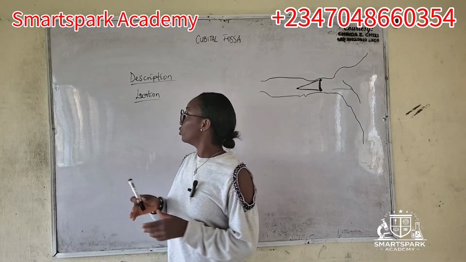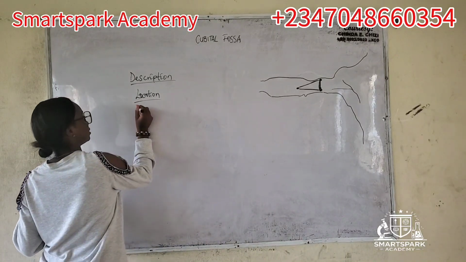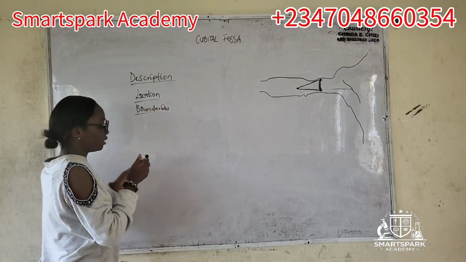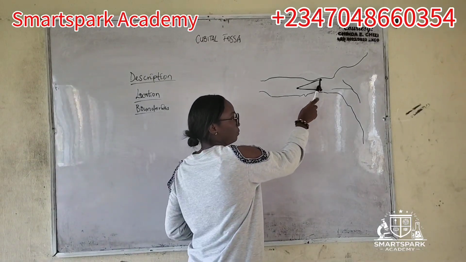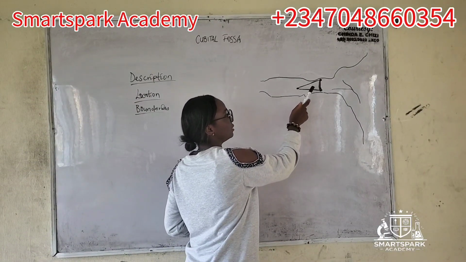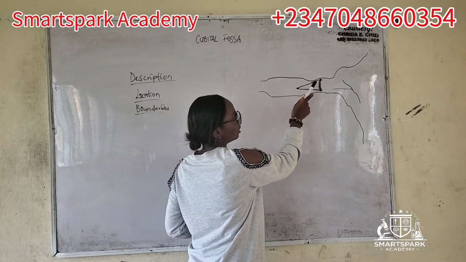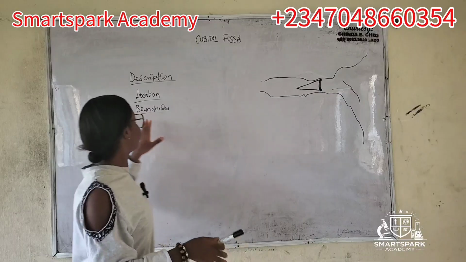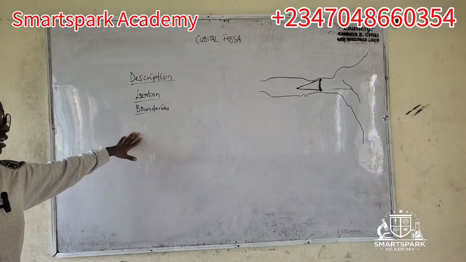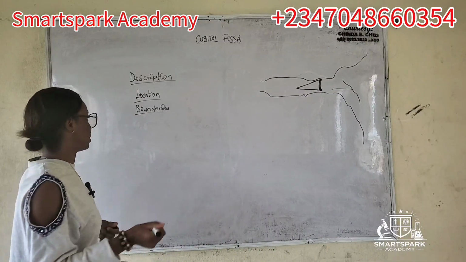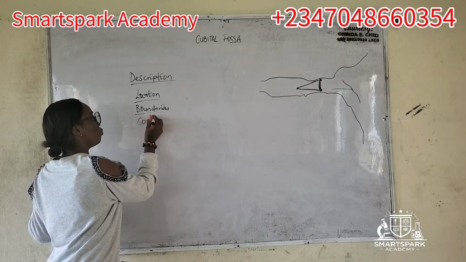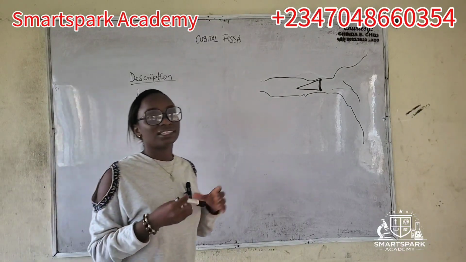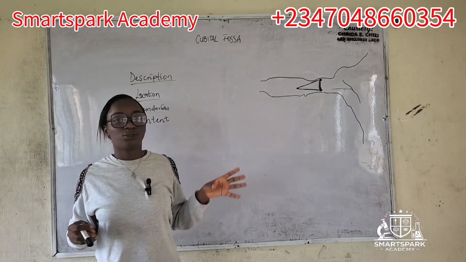So with that, on the boundaries, I made mention of our base, our apex, the medial boundary, lateral boundary, the floor, and the roof. That's that on boundaries. I hope we are good with that. Now we are going to look at the contents. What can we find in this cubital fossa? What are those important things that make up this cubital fossa?